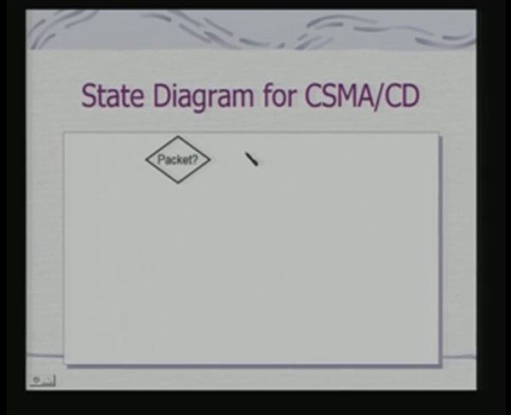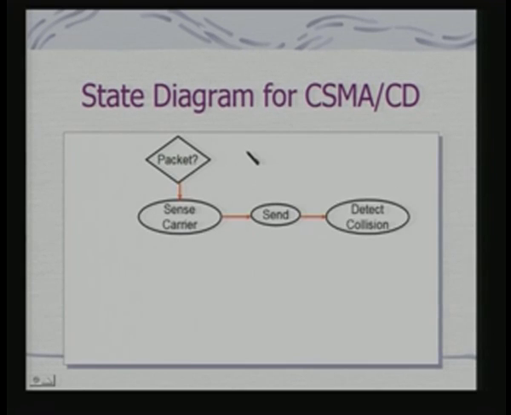So, let us look at the state diagram of the corresponding protocol machine. When you have a packet to be transmitted, a packet is what? A frame according to Ethernet format. You sense a carrier and you can send, but you should also detect for collision. If you detect a collision, you go back and retry. If there is no collision, the next packet can be sent without any problem.